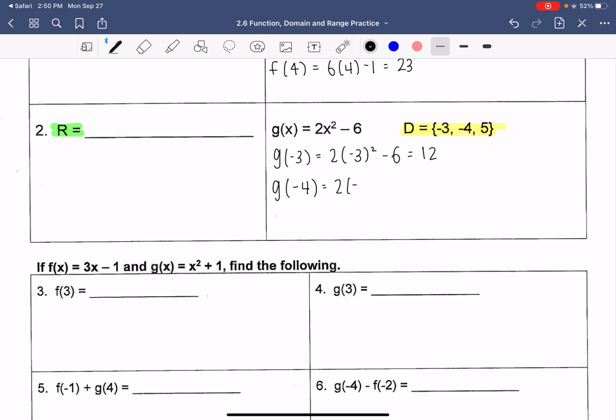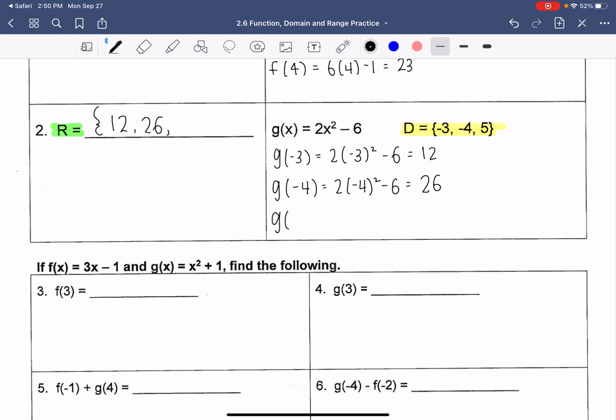So g of negative 4. We have 2 times negative 4 squared minus 6. Again, we want to make sure we're multiplying the negative 4. So negative 4 times negative 4 will give us a positive 16. Positive 16 times 2 will get us 32, and then 32 minus 6 will get us 26. So again, our first two range values are 12 and then 26.